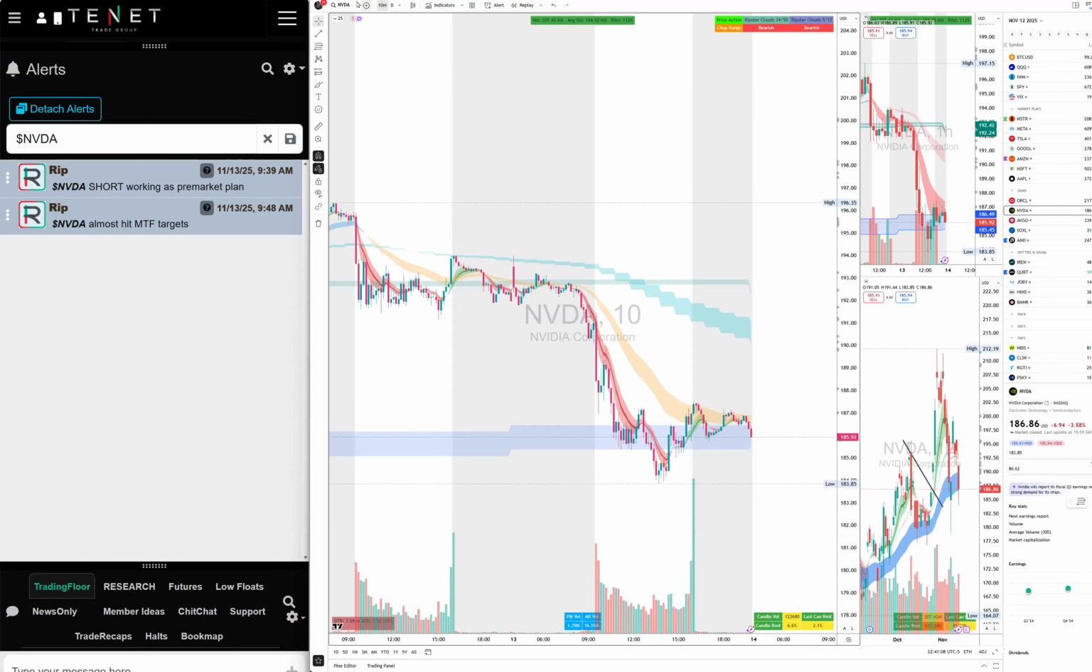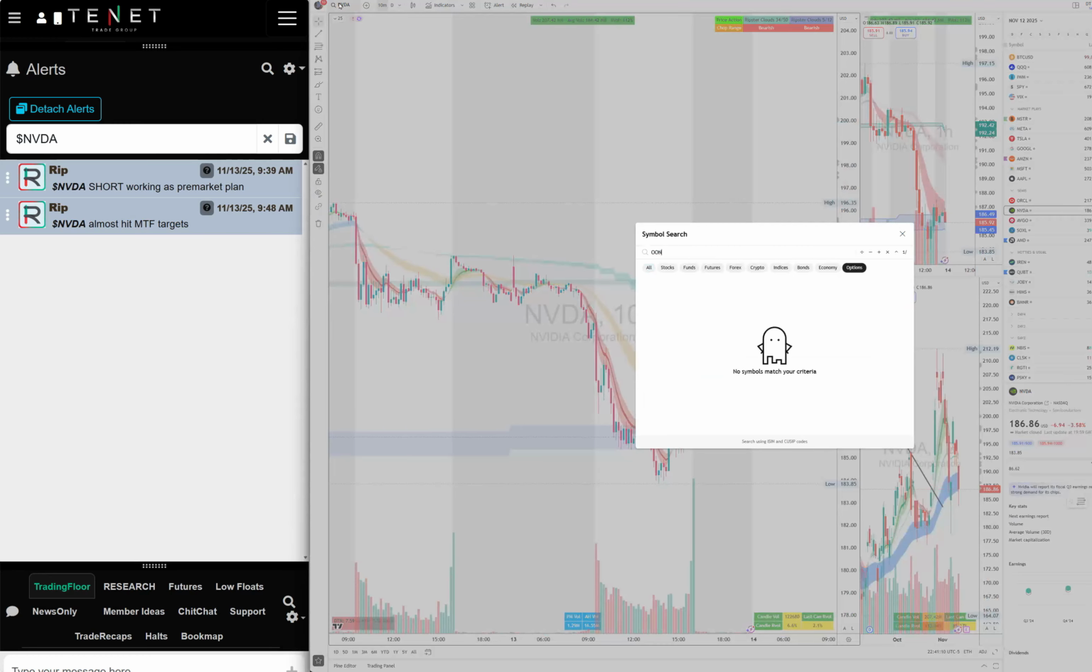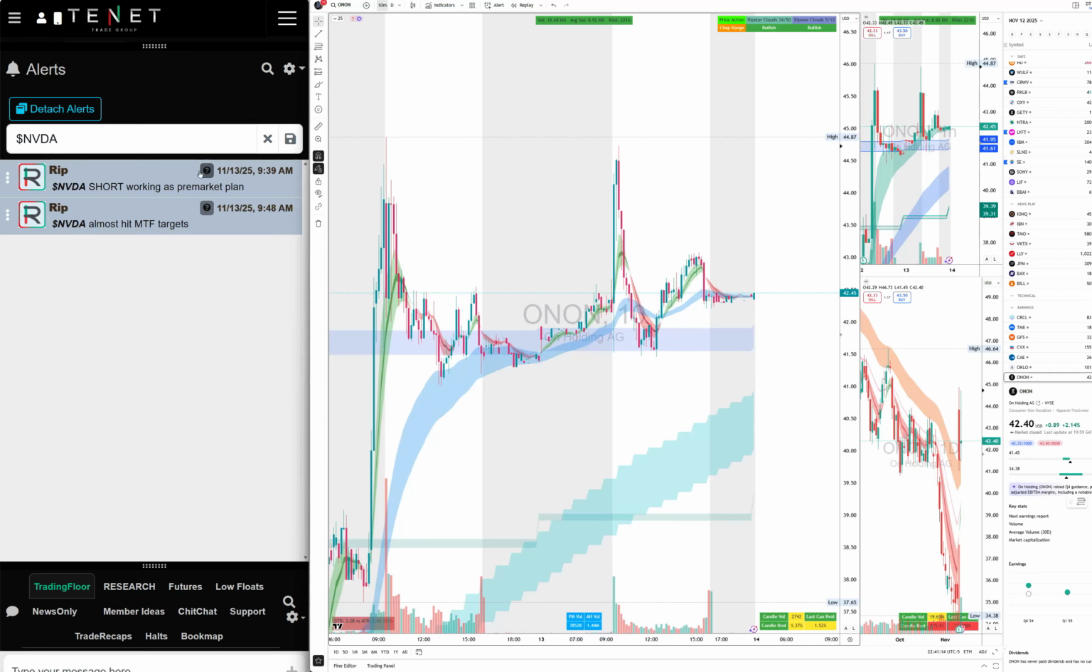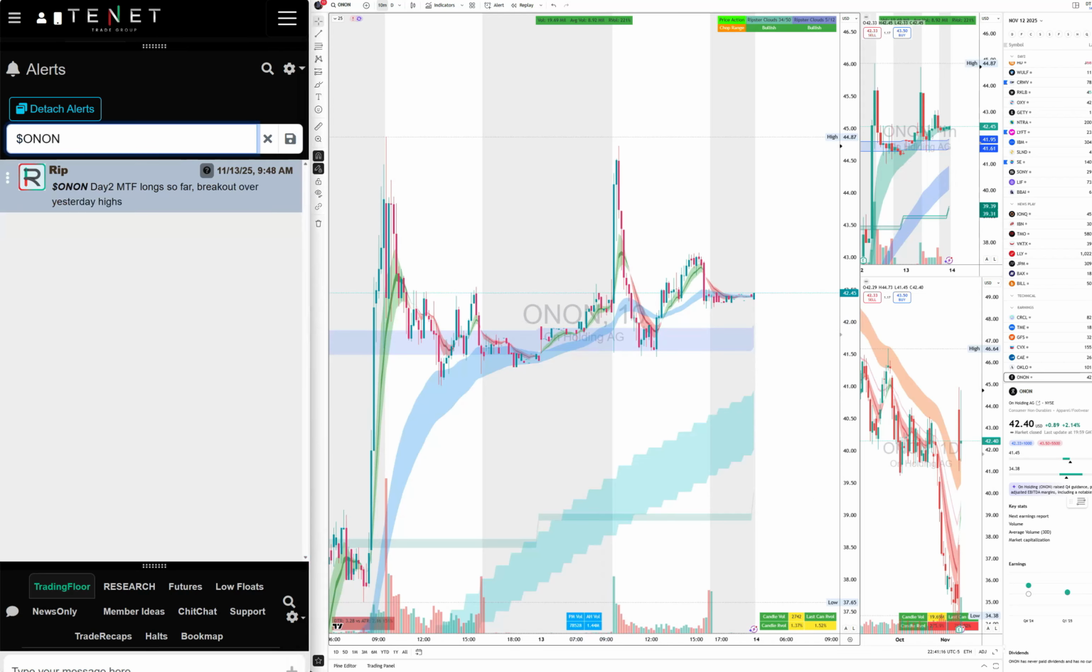Next one, we're going to look at ONON. ONON was our loser in the community today. It was our day 2 earnings setup. As I saw it pushing over, I told the traders to long it, with the breakout over yesterday's highs. But the same breakout we were expecting, it double topped, and then we got out, took a loss of about $1 and got out. But that's fine, because we were trying a setup.